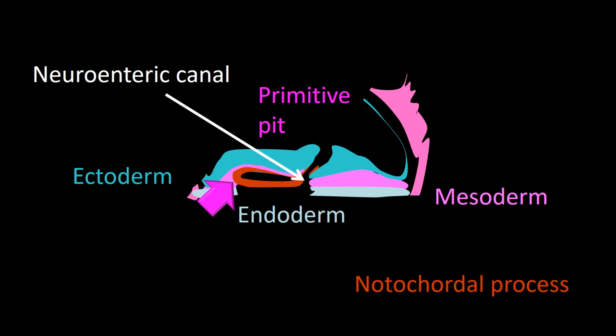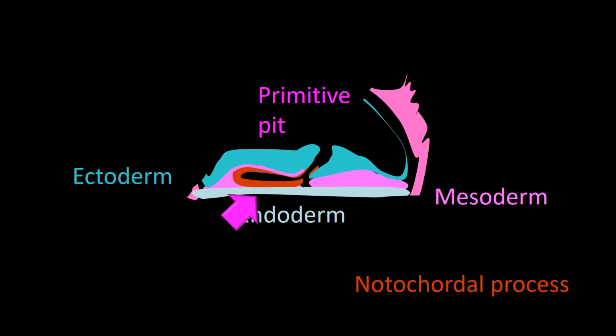Then the notochordal process burrows rostrally and simultaneously the endoderm under the notochordal process disappears, creating a wide opening. But shortly after, the endodermal tissue regrows and closes the opening. At first, the notochordal process keeps its connection with the amniotic fluid through the primitive pit. But then, the connection is lost as the pit is closed by the overgrowth of ectoderm.